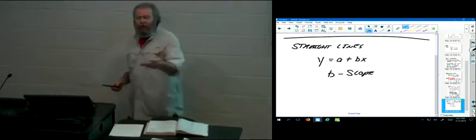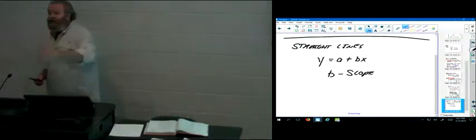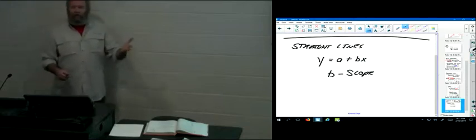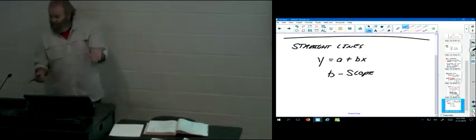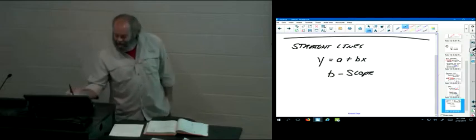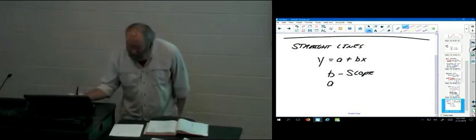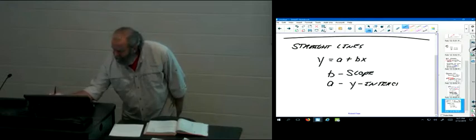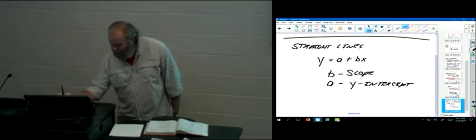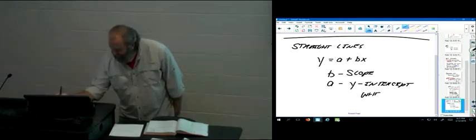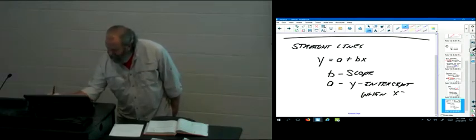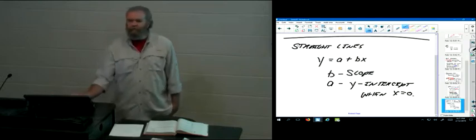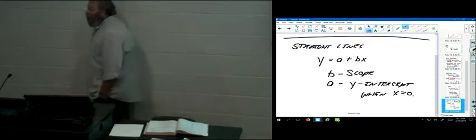You think about slope as being the changes in the y's over the changes in the x's. How about the rise over the run? However you want to think about the slope. And the a here is your y-intercept. The y-intercept is when x is equal to 0. Okay? Are we okay with this?